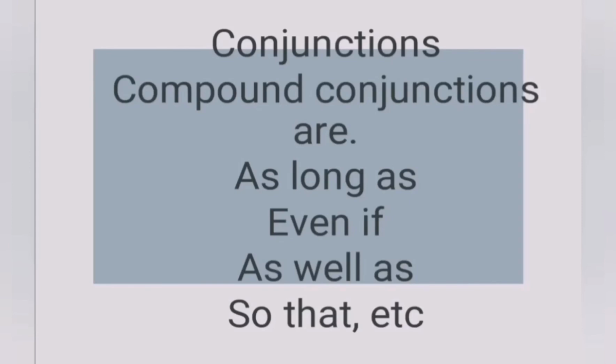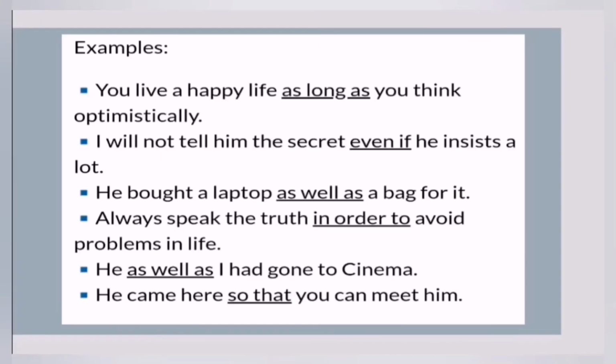Compound conjunctions are as long as, even if, as well as, so that. All these are compound conjunctions. For example, you live a happy life as long as you think optimistically. I will not tell him the secret, even if he insists a lot. He bought a laptop as well as a bag for it. Always speak the truth in order to avoid problems in life. He as well as I had gone to the cinema.